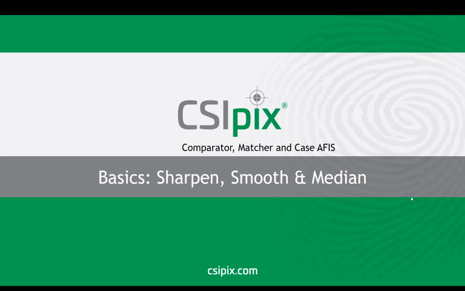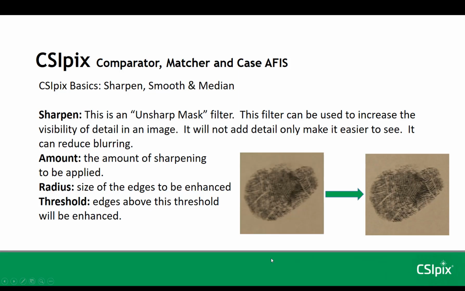In this video, I'm going to review some of the image enhancement functions we have, specifically Sharpen, Smooth, and Median. First, I'll discuss the Sharpen function. This is an unsharp mask filter. This filter can be used to increase the visibility of detail in an image. It will not add detail, it'll only make it easier to see, and it's helpful for reducing blurring.